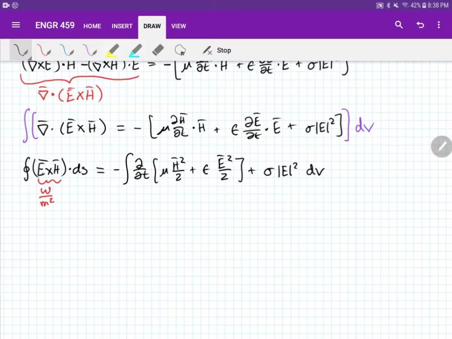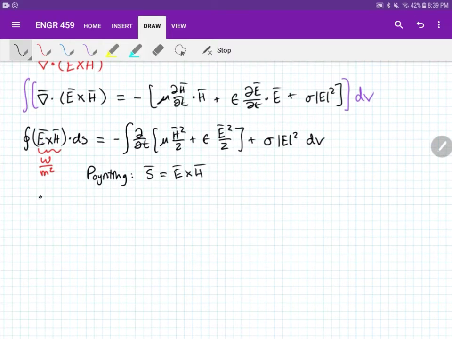To make notation better, we're going to define a Poynting vector, and Poynting was the man who did this whole transformation. The Poynting vector is defined as S is equal to E cross H. This is very useful as it allows us to define a vector that we can actually quantify, as we can measure power, but we can't actually measure an electric or magnetic field.